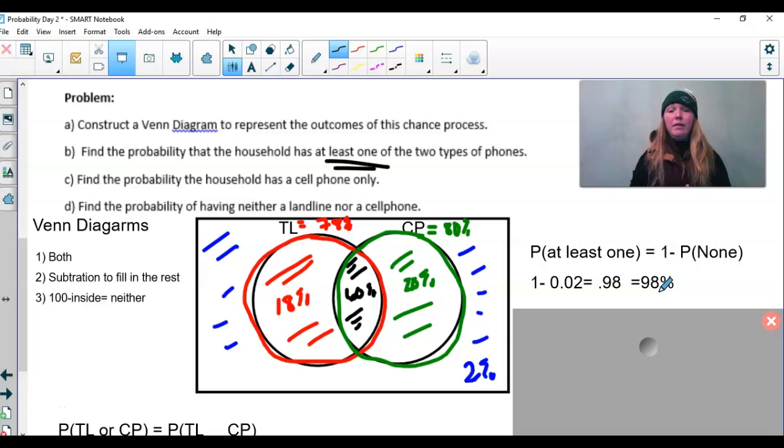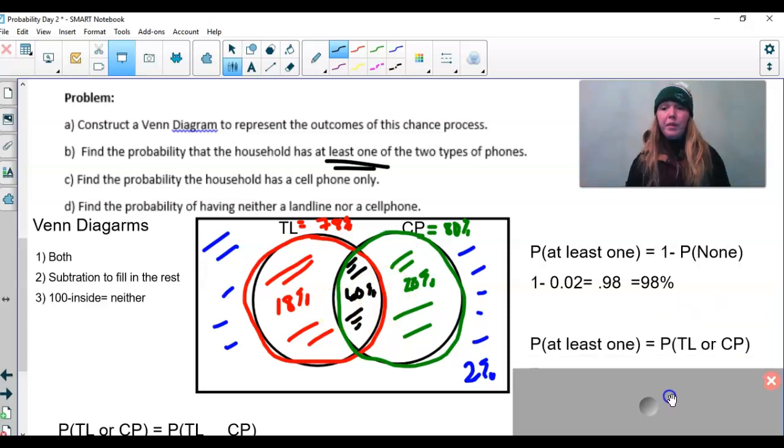Big learning there. But I also want to talk about it in terms of the addition rule, because of how we use this Venn diagram, they could have rephrased part B. At least 1 means I could own the traditional landline, that's at least 1. Or I could own the cell phone, that's at least 1. Or owning both is still at least 1. So I want you to think of it in terms of "or" as well. In this case, the probability of at least 1 is equal to the probability of a traditional landline or a cell phone.